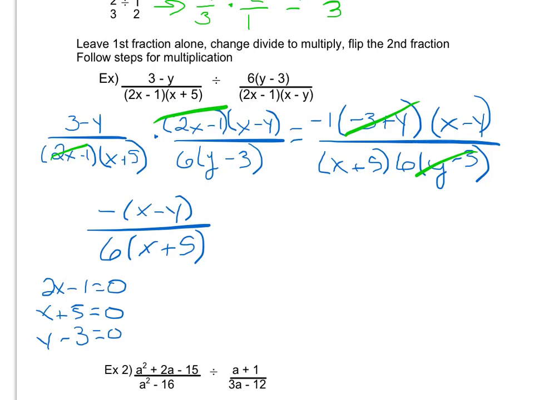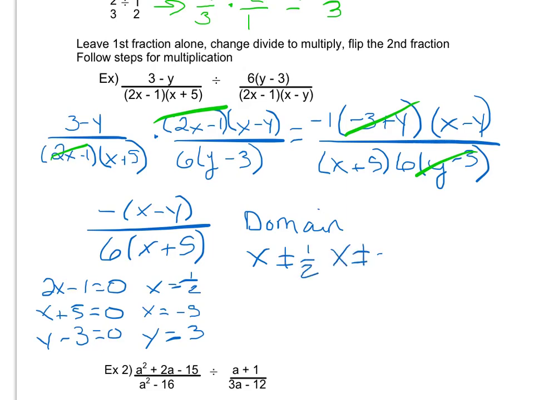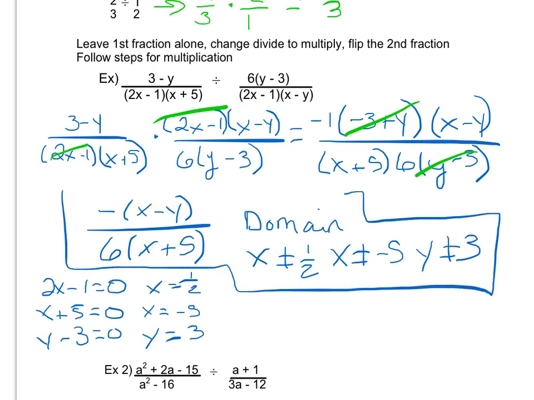Well, solving 2x minus 1 for x, I would add the 1, then divide by 2, and I get x equals 1/2. Solving x plus 5 equals 0, I would subtract 5. And solving y minus 3 equals 0, I would add 3. So I do get a domain of x cannot equal 1/2, x cannot equal negative 5, and y cannot equal 3. So there is my simplified form, as well as my domain. So all real numbers except for those 3 restrictions.